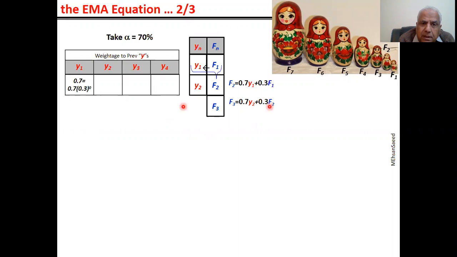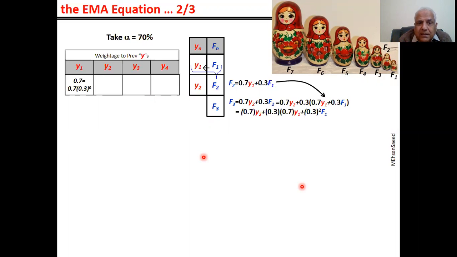But hang on, what is this? This is this. And what is this equal to? This is equal to this. So if we now substitute this F2 with this value, we get this figure. And now if we rearrange, we get this figure. 0.7 Y2, 0.3 multiplied by 0.7 Y1, and this is the weightage to the forecast.